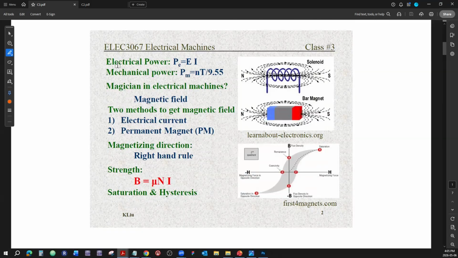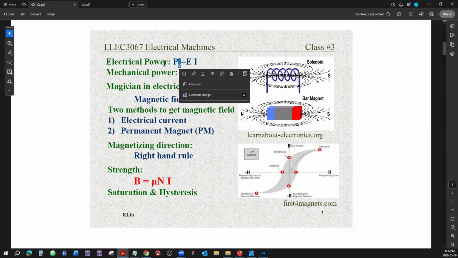Electrical power, when we're talking about the RMS value, so the power, and the little E subscript here stands for electrical power, as opposed to mechanical power.